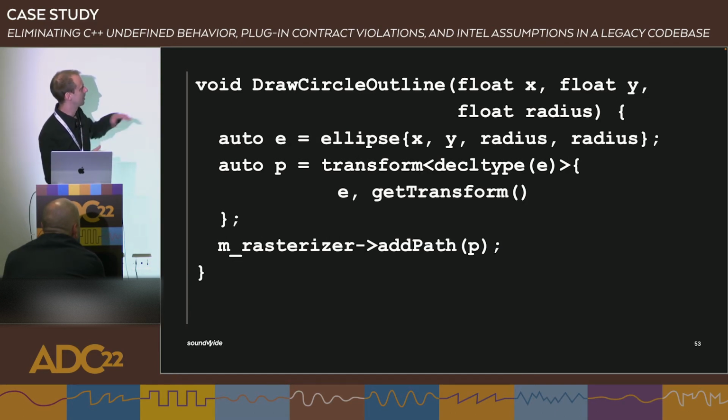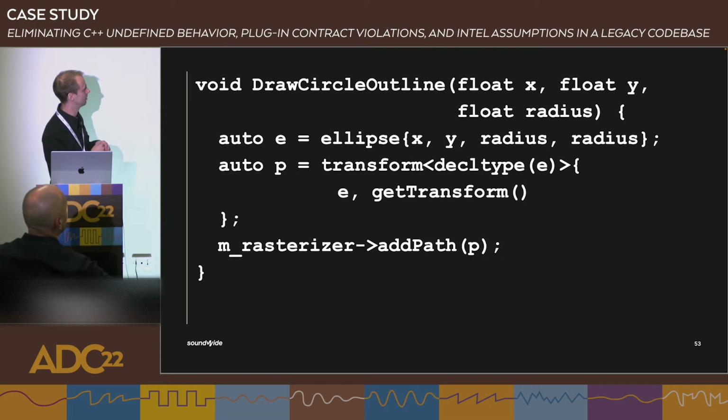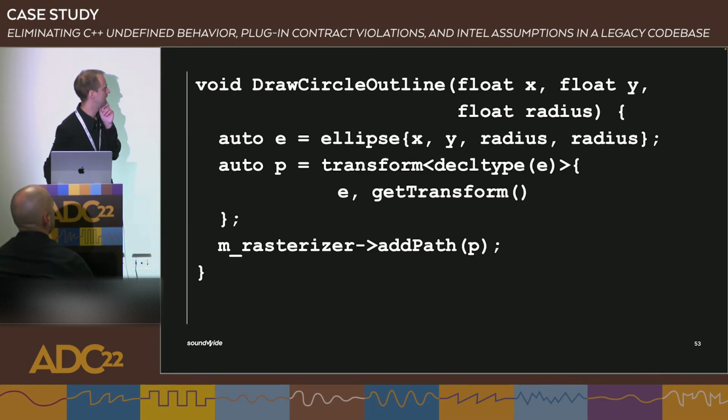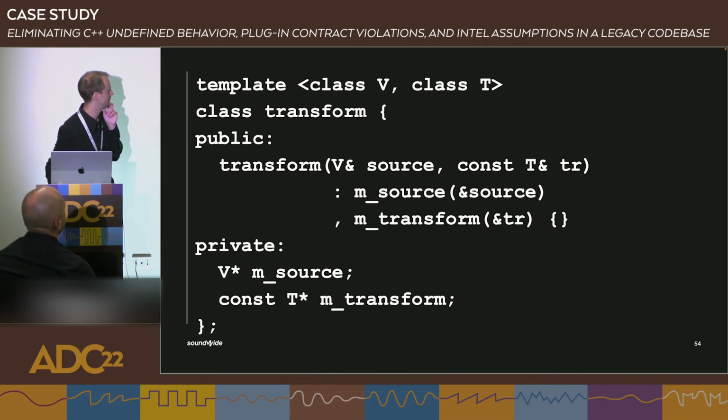This was a skeleton version of the function that drew the circle. We make this ellipse object, then apply a transform. In this case it was for retina, so it might have to scale it up, or it might not. We apply a transform to the ellipse, and then we add that to our rasterizer. It's not obvious what the problem is until you look at the constructor for transform.